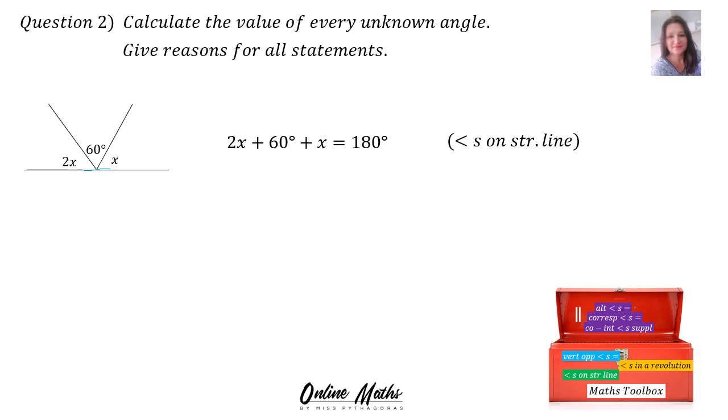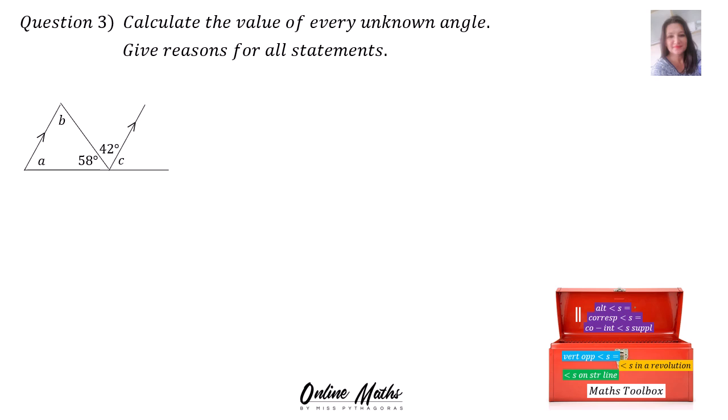So now we will say 2x plus x is 3x. Let the 60 walk across. 180 minus 60 degrees is 120. And let's solve x. Let's get rid of the 3. Divide both sides by 3. Therefore, x is equal to 40 degrees.